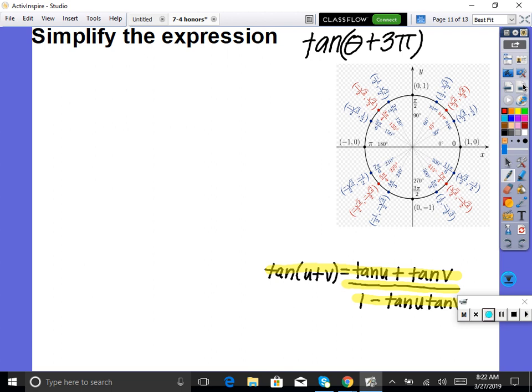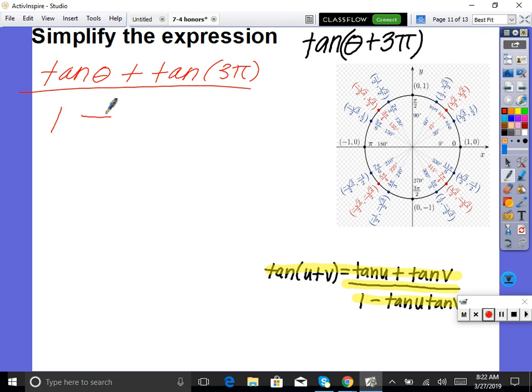So tangent of theta plus 3 pi, it says simplify. So we should say, well, this is a true equivalence. It's an addition formula. So this is a tangent addition formula. So let's use this and rewrite it. So that would be tangent of theta plus tangent of 3 pi, and then divided by 1, and then it's a minus, opposite sign, and then now it's times tangent theta times tangent of 3 pi.